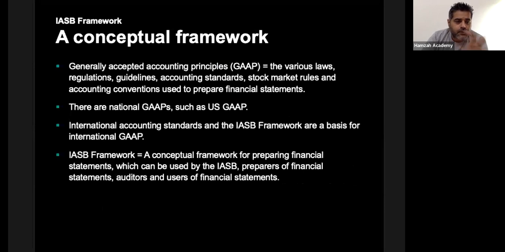Then, talking about the conceptual framework, we can simply say that the regulations that govern the rules on financial reporting are a combination of national laws, accounting standards, stock market requirements, and accounting conventions. Together, these are called the generally accepted accounting principles, or GAAP, right? So this is what GAAP is basically about.